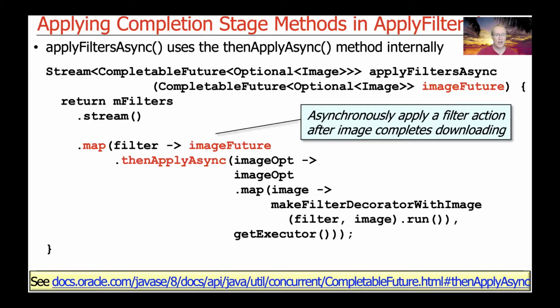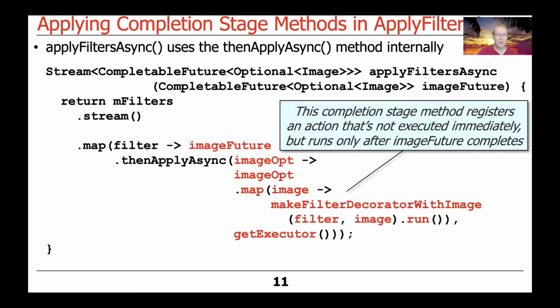we're then going to call the Java CompletableFutures framework's thenApplyAsync, which is that completion stage method, on that completed image future. And that will then go ahead and register the action that's shown here. Again, this action is not run right away. It's only run after the image future completes. So we're using all these various mechanisms together to really nice effect in order to be able to defer the processing until just the right time.